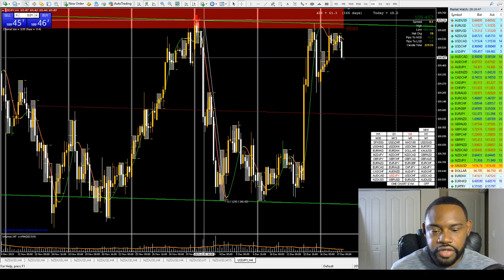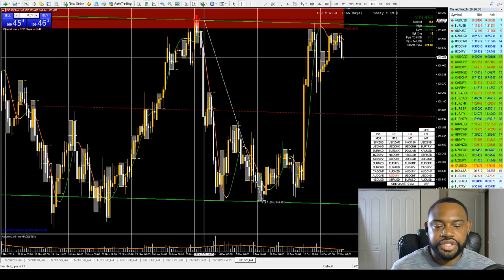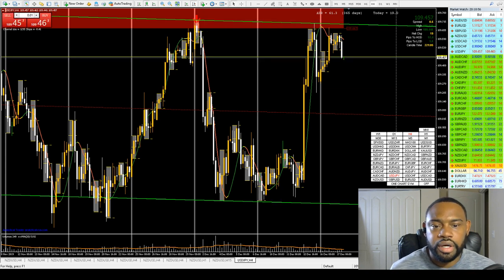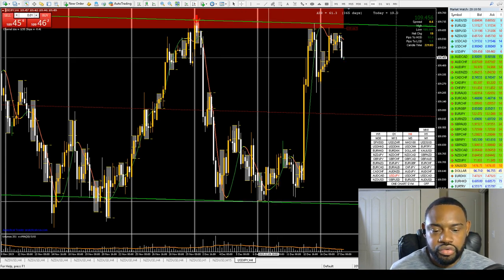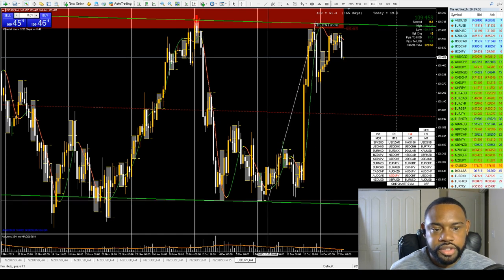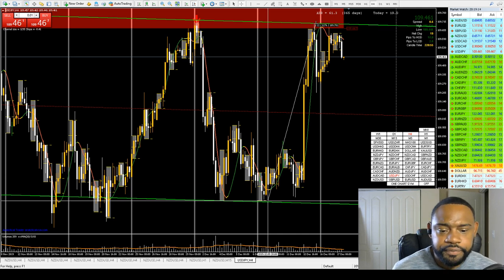So this first move down was a potential 129 pips, and then the second move up is a potential 127 pips. So 129 and 127 is a little less than 260. You're probably looking at 258, 257, something like that.